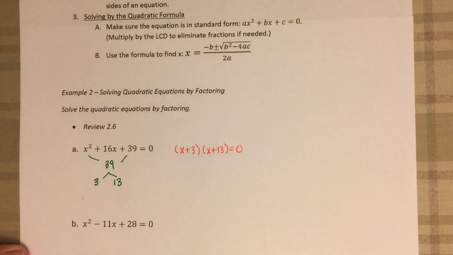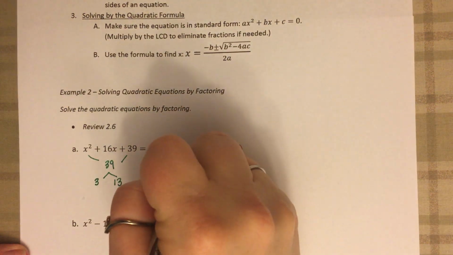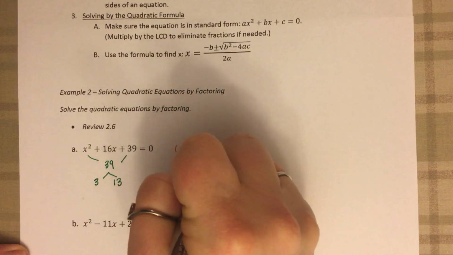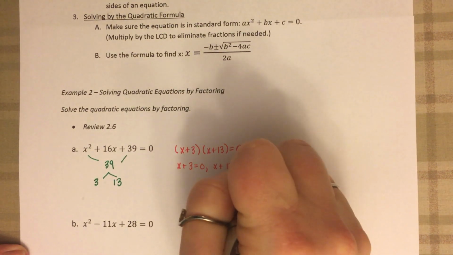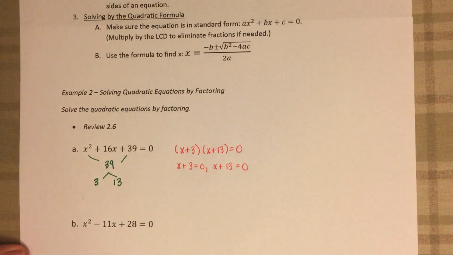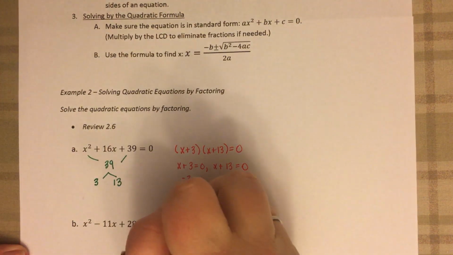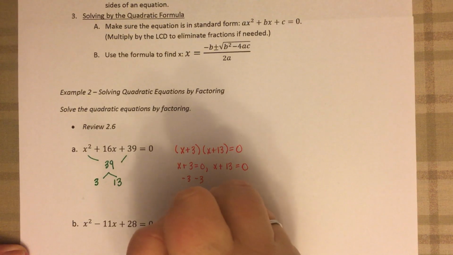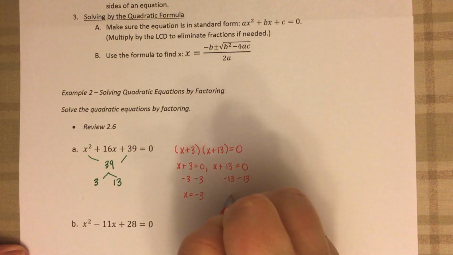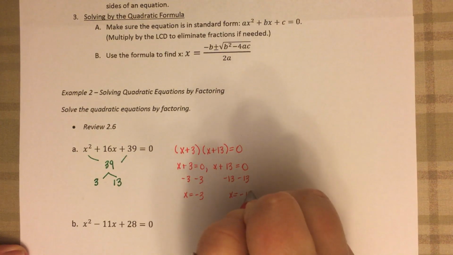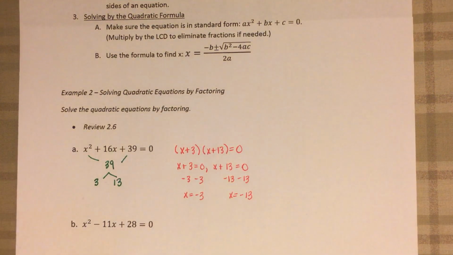When we're doing these, it is important to make sure that our function is equal to 0 before we start trying to factor. We're going to set each of our factors equal to 0. So either x plus 3 equals 0 or x plus 13 equals 0. Solve each of these for x. We get x equals negative 3 or x equals negative 13.